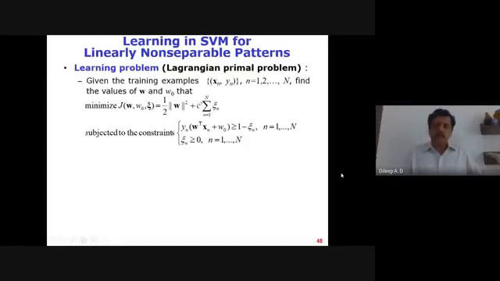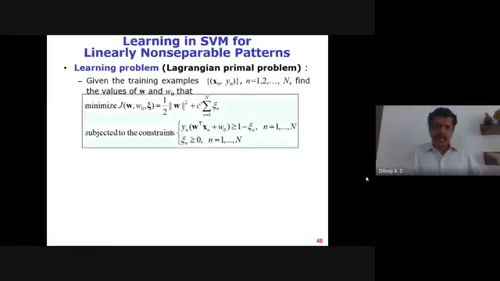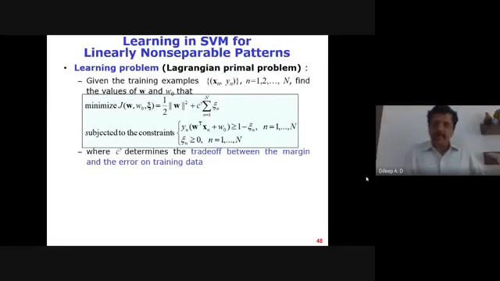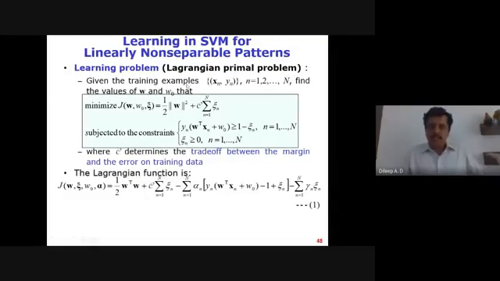As I told earlier, to solve this we use the Lagrangian multiplier form. In this particular case, the parameter C that you are seeing here is a trade-off parameter between the margin and the error of the training data. Now I'm just fast forwarding the procedure here. So this is the Lagrangian function that I'm specifying here.